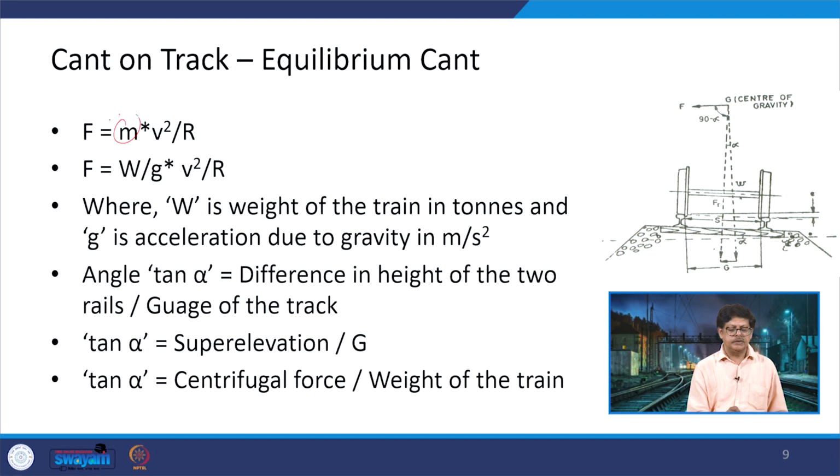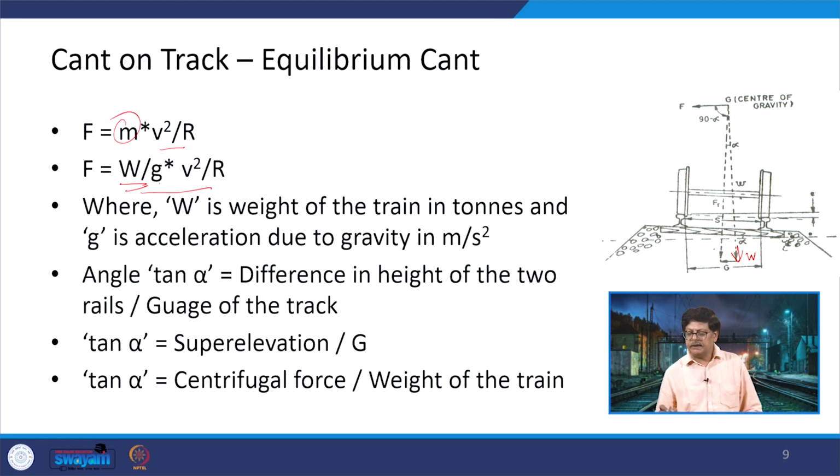Now, this m can also be written in terms of the weight, because we were talking about the weight acting vertically downwards. So, it is W divided by g, and v square by r is already there. So, we have W divided by g into v square by r. Here g is the acceleration due to gravity in meter per second square.